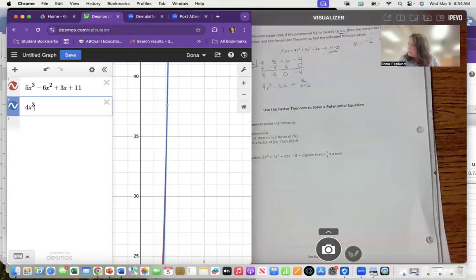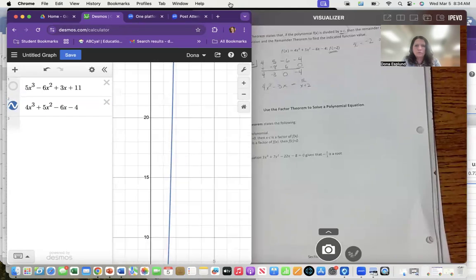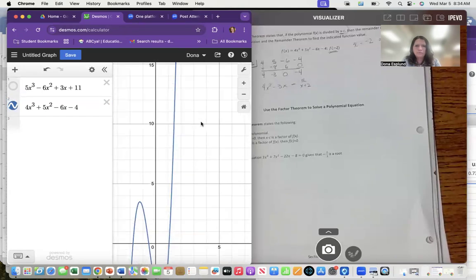Okay, let me try again. Then I'm going to go plus 5x squared minus 6x minus 4. Okay, and so I'm going to get rid of my red line, but I want to know what happens when x is equal to 2.